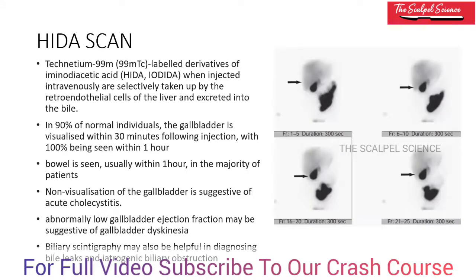HIDA scan: technetium labeled derivatives of imino-diacetic acid, that is HIDA. They are taken up by the reticuloendothelial cells and excreted into the bile. In 90%, the gallbladder is visualized within 30 minutes and in 100% within 1 hour. So non-visualization of the gallbladder is suggestive of acute cholecystitis. We can also see the ejection fraction. Abnormally low ejection fraction may be suggestive of gallbladder dyskinesia.